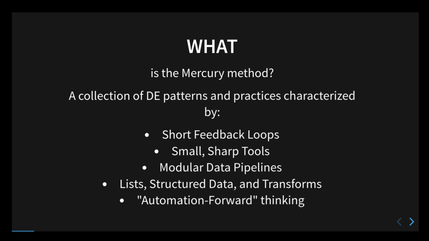In the Mercury method, we try to automate things as much as possible, especially the small things that increase our cognitive load. We don't want to have to think about low-level problems. So wherever we can automate something in a way that's sensible and readable, we do.